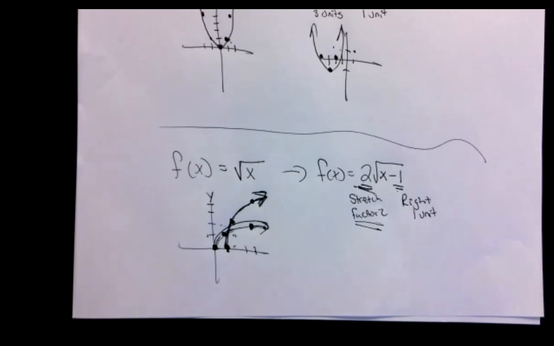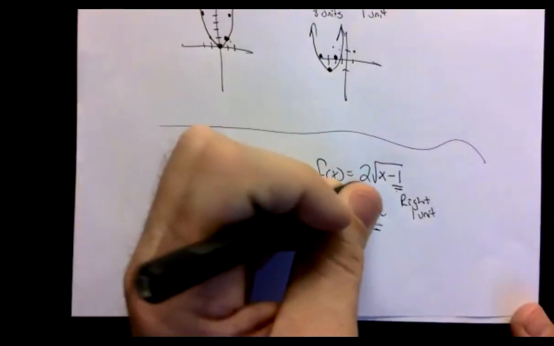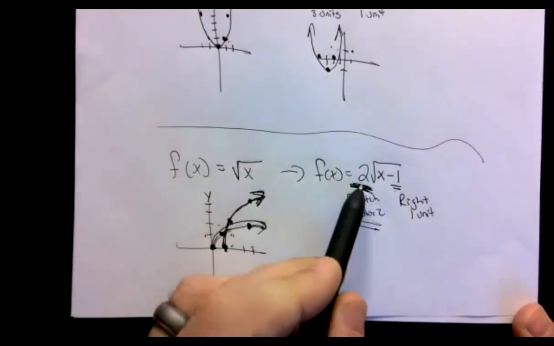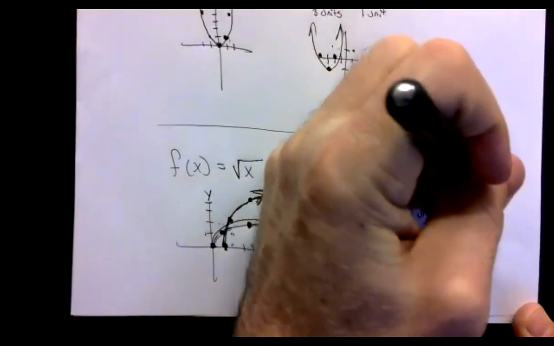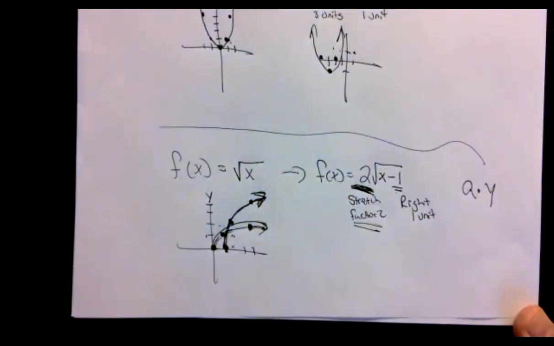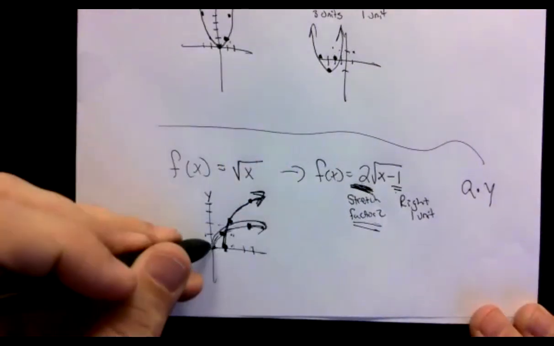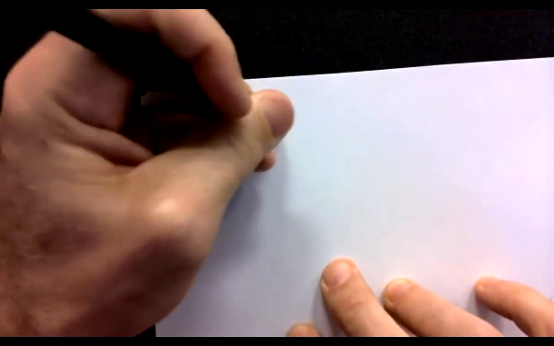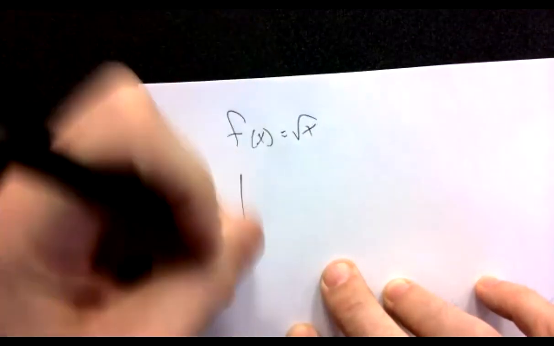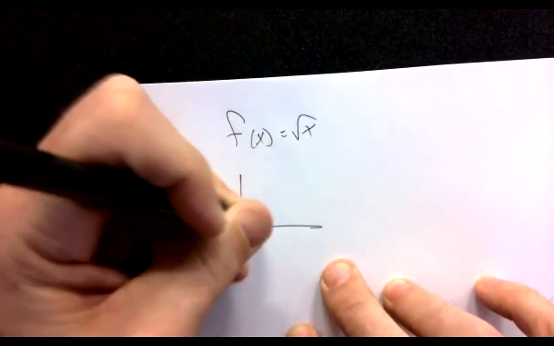So in the stretch and shrink, how do you know when you stretch and shrink? If there's an a value, you multiply a times your y. So again, your y is the vertical component. So each individual point, if f of x equals square root of x, we're going to do this point by point.